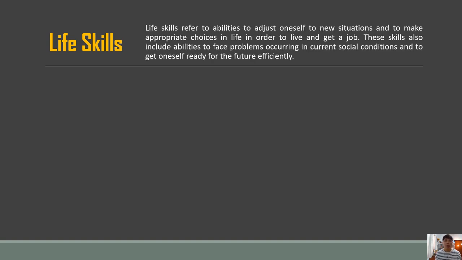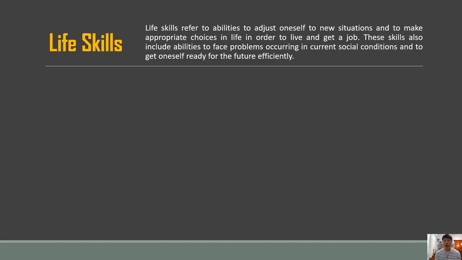This is a definition of the word life skills. It's referred to abilities to adjust oneself to new situations and to make appropriate choices in life in order to live and get a job. And for this skill, it is very important because these skills also include ability to face problems occurring in current social condition and to get oneself ready for the future effectively. That means for the graduates, once they finish our university courses and then you have to work, one thing that shows your CMRU identity, the first thing, you must have life skills.